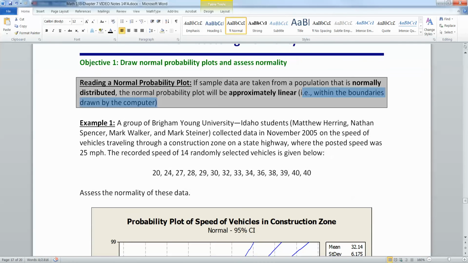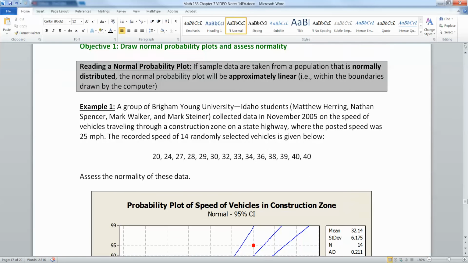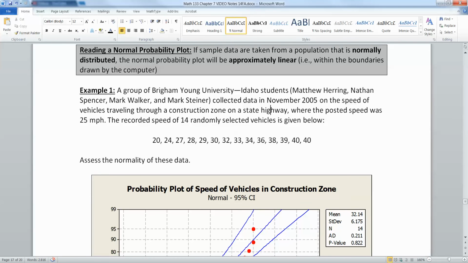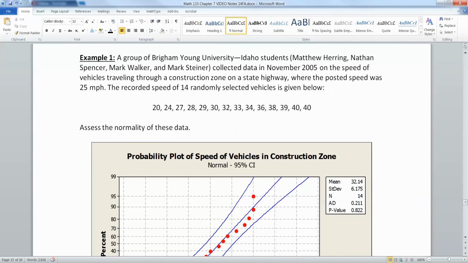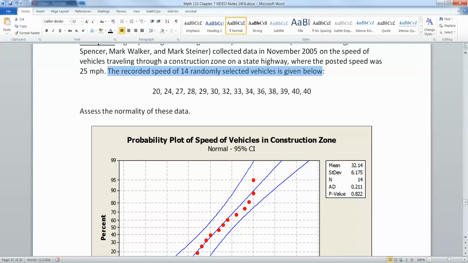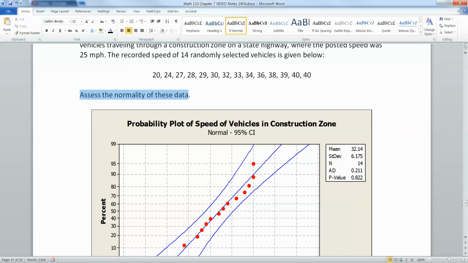So for example, a group of Brigham Young University, Idaho students collected data in November 2005 on the speed of vehicles traveling through a construction zone on a state highway where the posted speed was 25 miles per hour. The recorded speed of 14 randomly selected vehicles is given below. So here they are. All right, and then we want to assess the normality of these data. We want to figure out whether the data are normal or not.